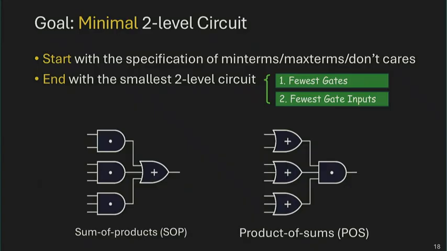Every gate takes some transistors, and we want to minimize the number of transistors. And secondarily, the fewest number of gate inputs. Again, this reduces the length of the wires. This also reduces the number of transistors. So with more gate inputs, a 3-input AND gate has more transistors than a 2-input AND gate. They differ by 2 transistors. So we want to find the smallest circuit with fewest gates, and then secondarily, fewest input literals.